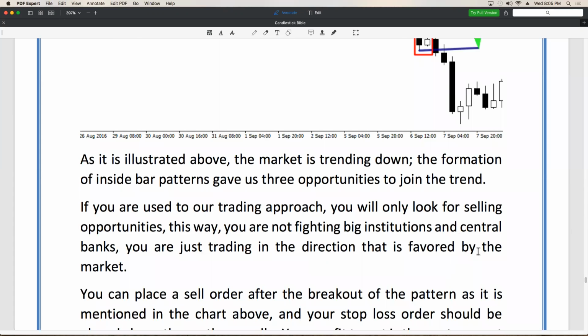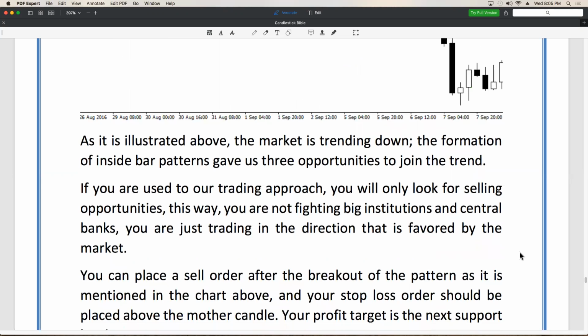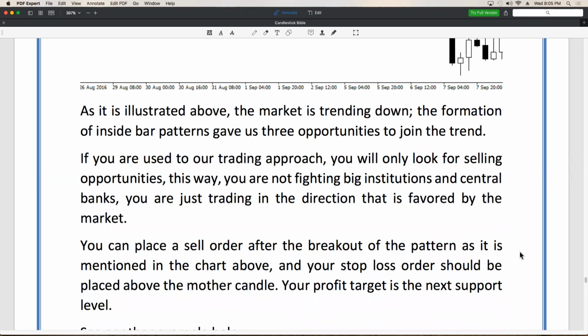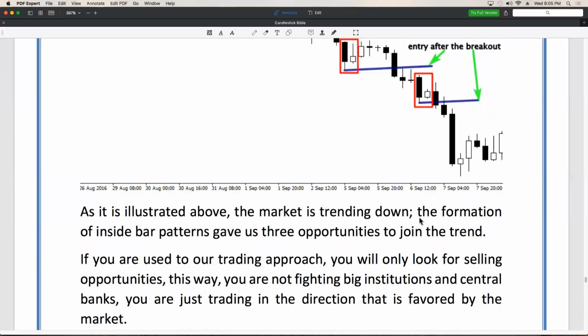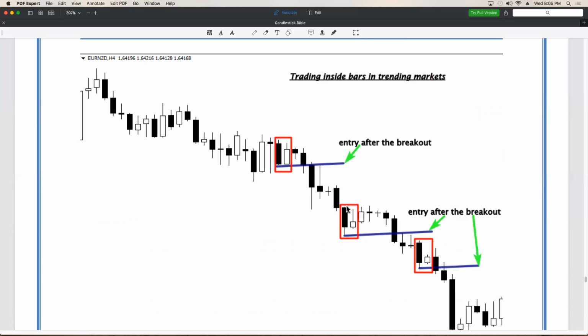It's just the breakout of a pattern, as it is mentioned in the chart above, and your stop loss order should be placed above the mother candle. The breakout point is at the bottom; when it's coming down past that point, that's called a breakout. But the stop loss will be above the mother, because it can go right back up to the top of the mother, just like that wick did. But if your stop loss is above the mother, that's what they're saying.